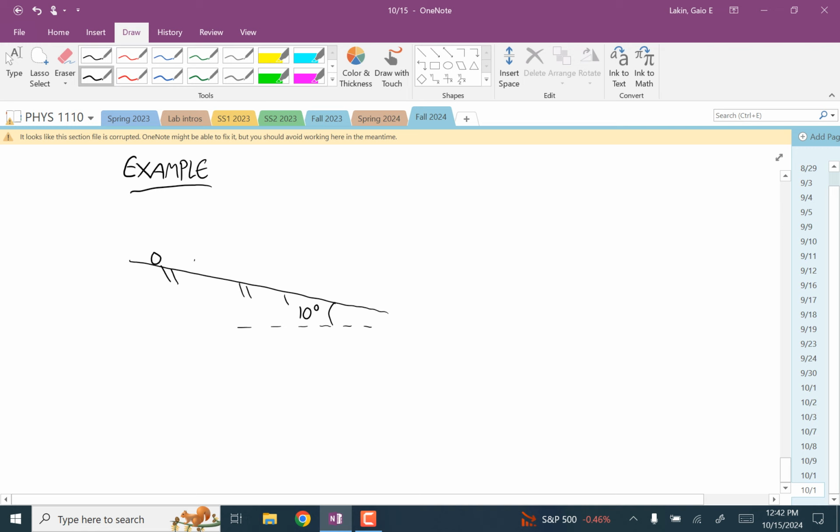So this time, let's say we have a ramp going this direction with an angle of 10 degrees compared to the horizontal. And we have two carts. Let's say the front one is 100 kilograms and the back one is 80 kilograms. And they're connected by a cable. And let's say there's a force of 300 newtons trying to pull them up the ramp.